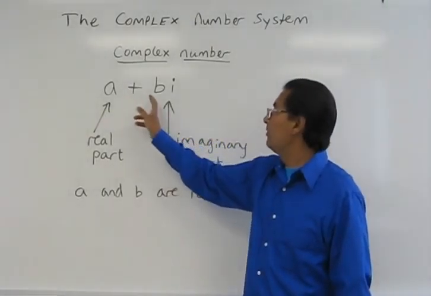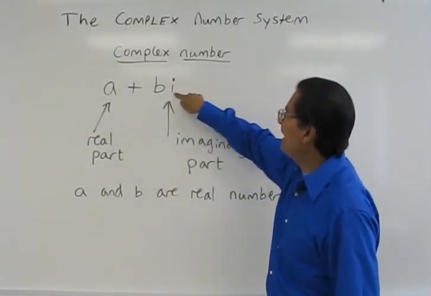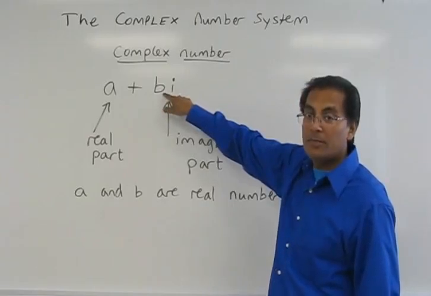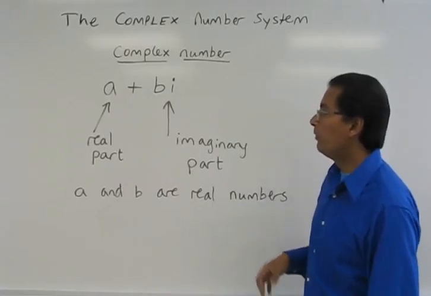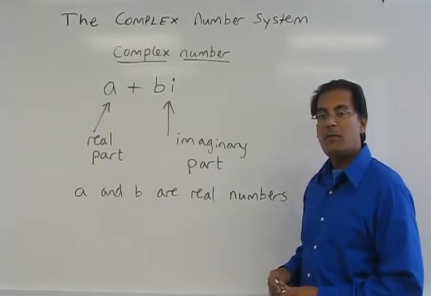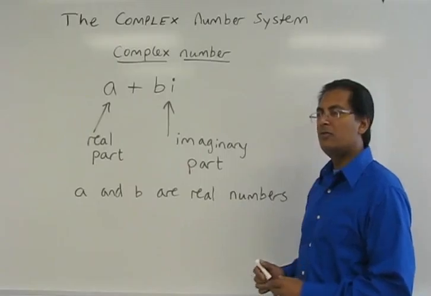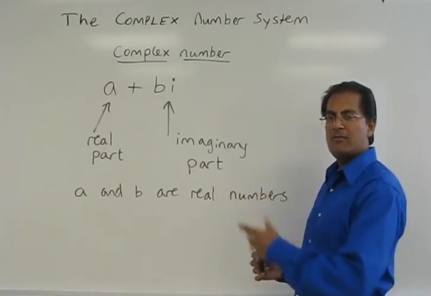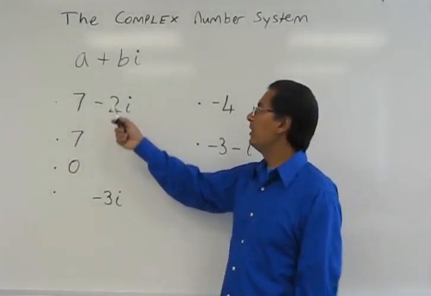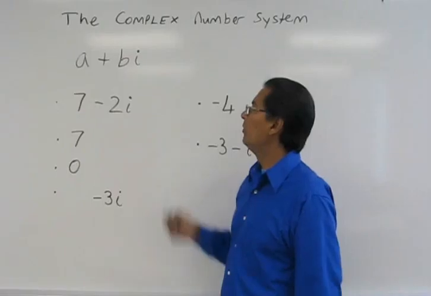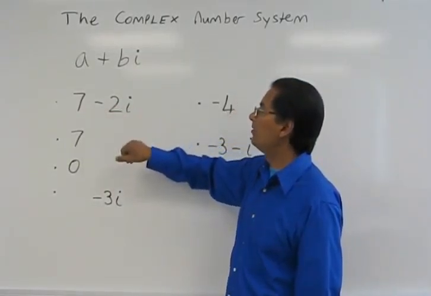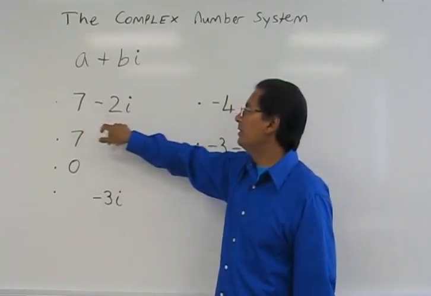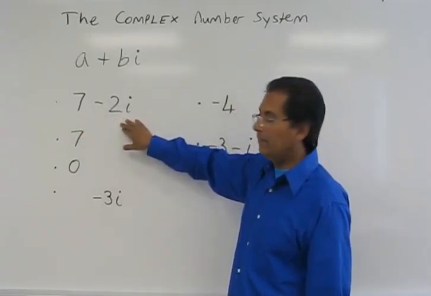And a and b are just numbers, any real numbers. But when you attach the i to the b, it makes this part imaginary. And so real numbers are actually part of the complex number system. So let's take a few examples of numbers that have that form, a plus bi. Here we have some complex numbers. 7 minus 2i, so a would be 7 and b would be -2, and that's a complex number. The real part is 7, the imaginary part is -2i.